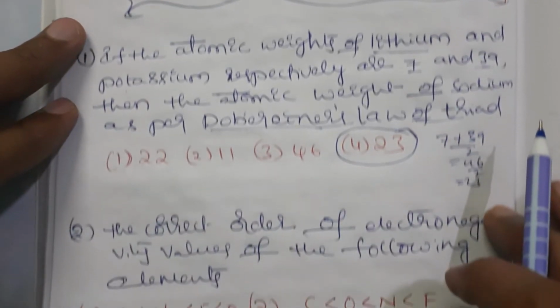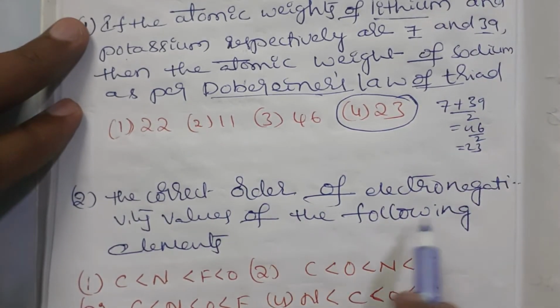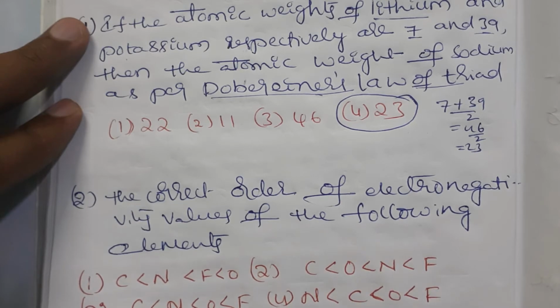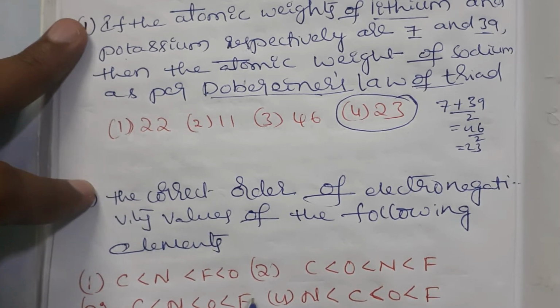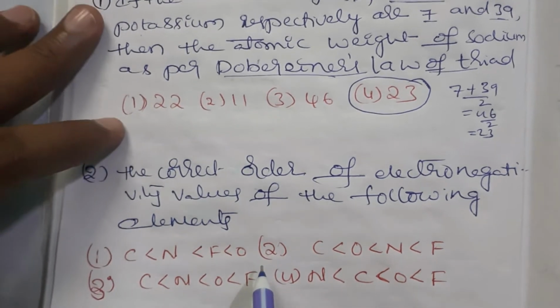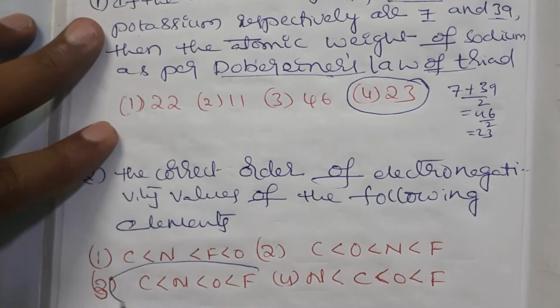Next, the correct order of electronegativity values for the following elements, students: carbon is less than nitrogen, less than oxygen, less than fluorine. So fluorine has the highest electronegativity. You know the most electronegative element is fluorine. So this is the option.